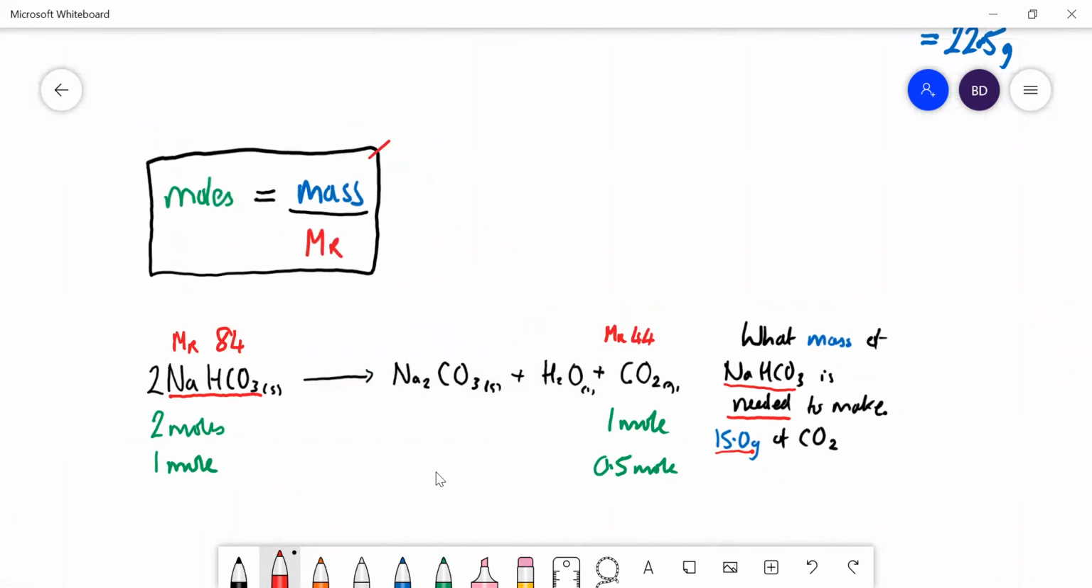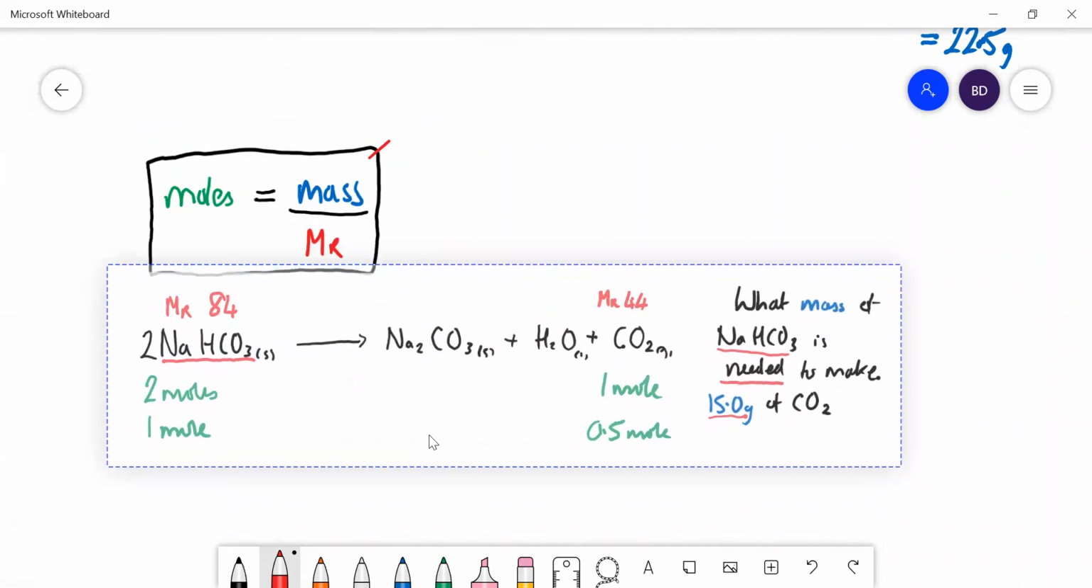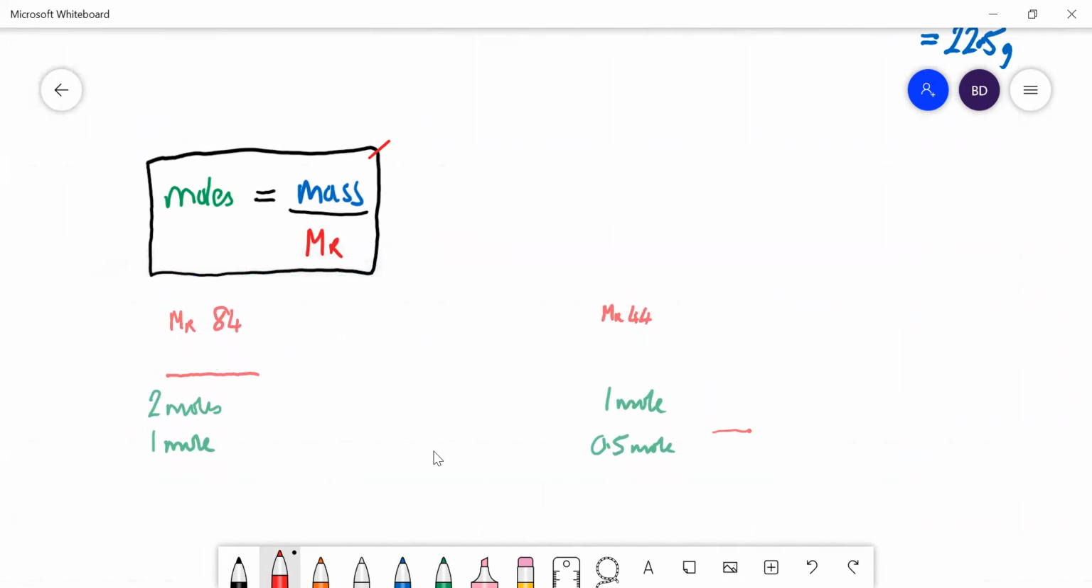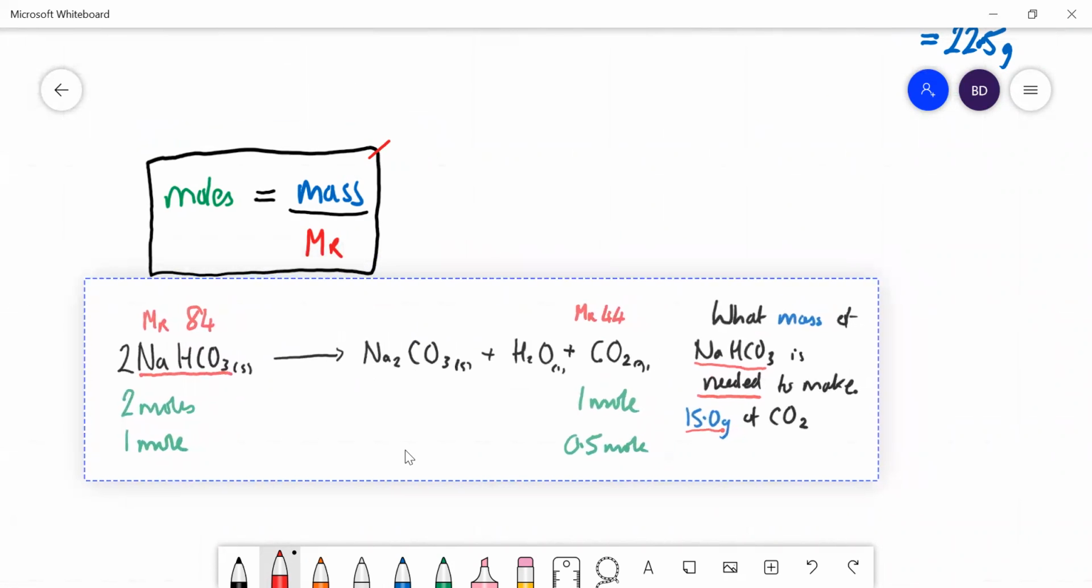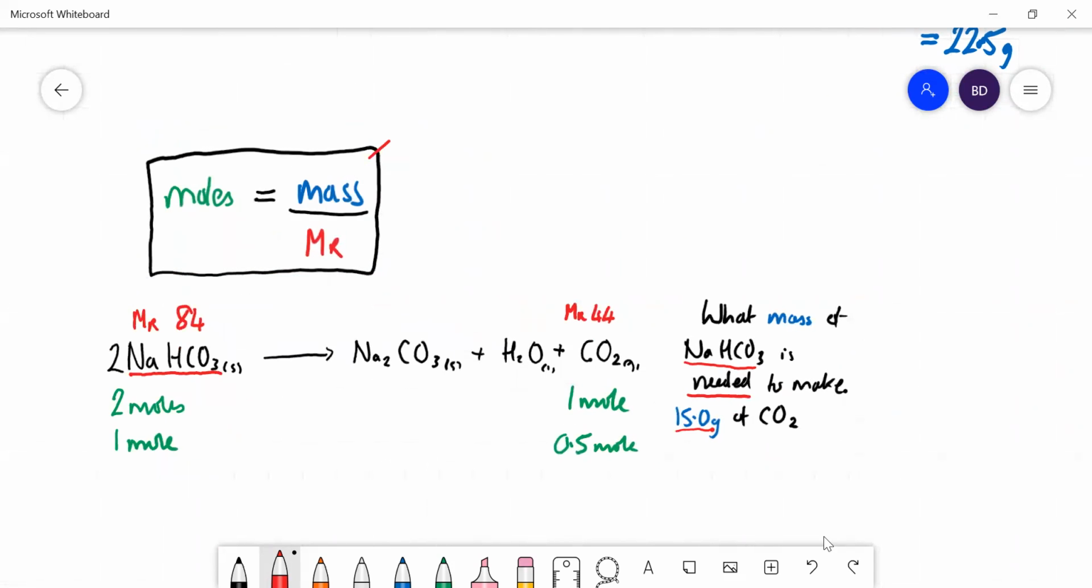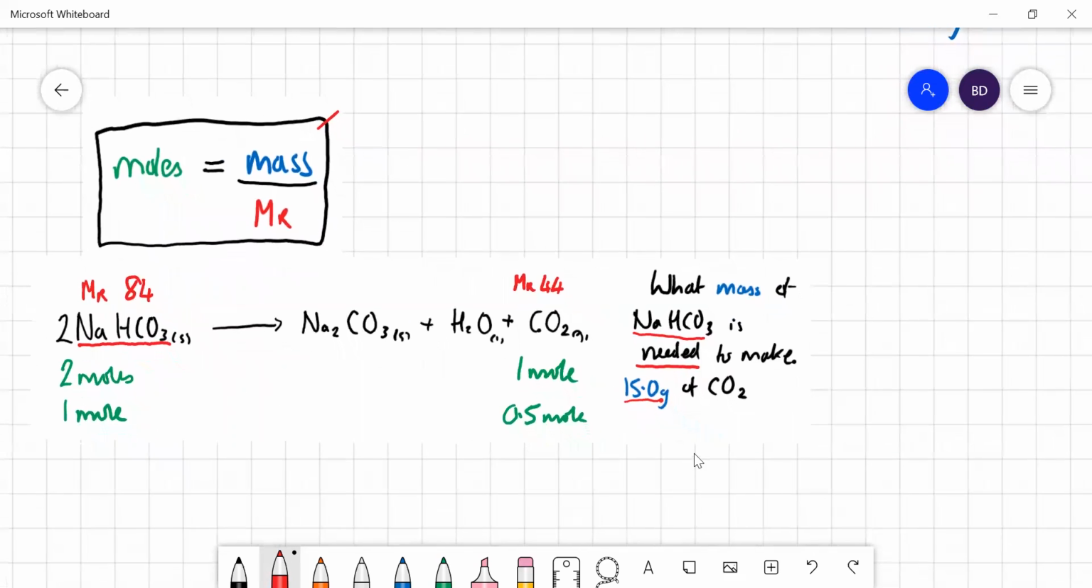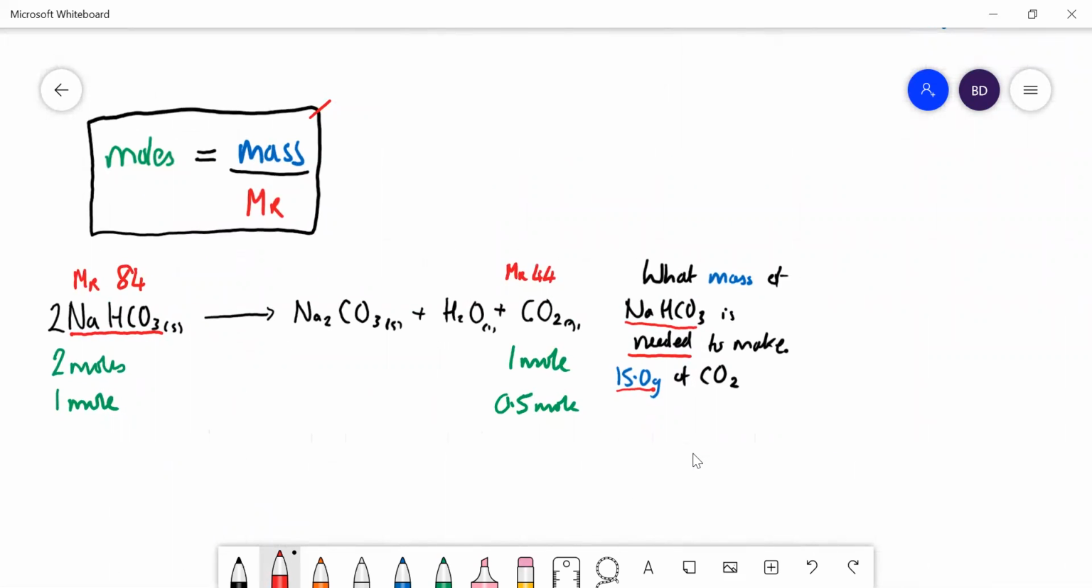Okay, let's have a look at what we've got here then. We're going to work out how many moles of carbon dioxide we make. Well, we've got the mass of carbon dioxide, and we need to turn that into a number of moles. So moles of CO2 is equal to the mass divided by the MR, which comes from the equation at the top left. The mass of the carbon dioxide is 15 grams, and the MR is 44.